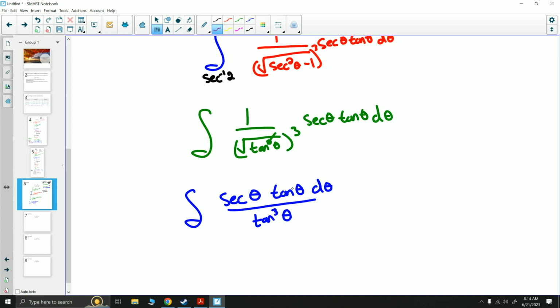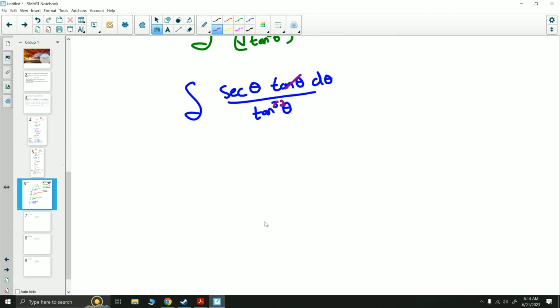Alrighty. Cancel this, and we end up with the integral of secant theta over tangent squared theta d theta. Okay, so with something like this, we have some options available to us.